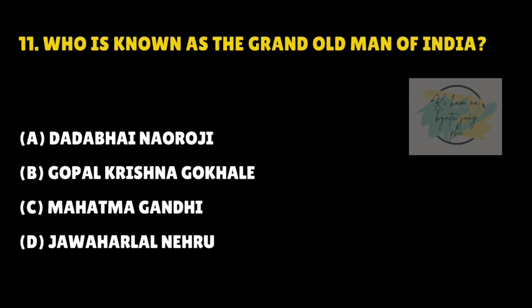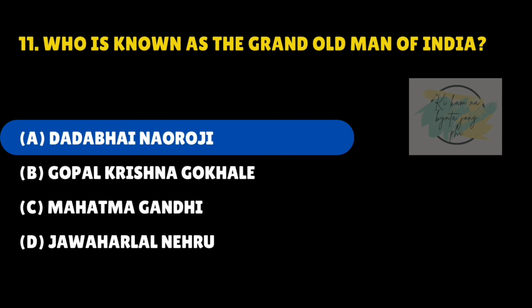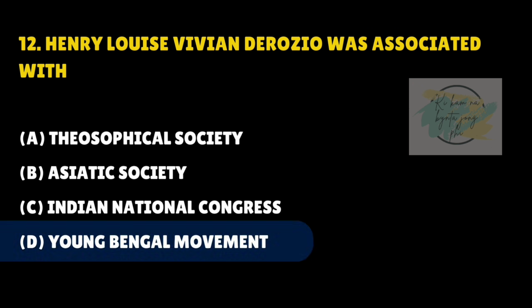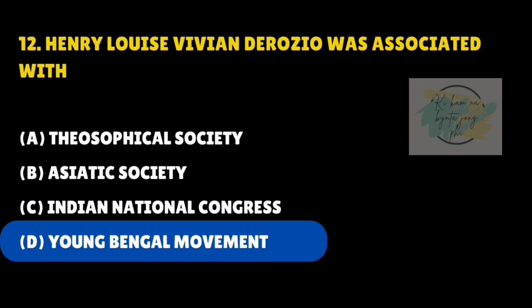Who is known as the Grand Old Man of India? Answer is A. Dadabhai Naoroji. Henry Louis Vivian Derozio was associated with? Answer is D. Young Bengal Movement.